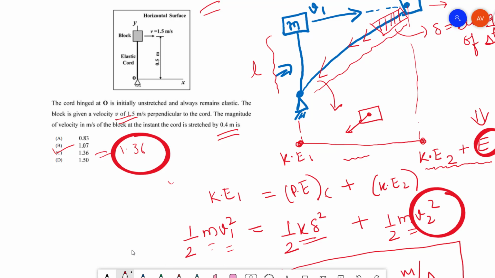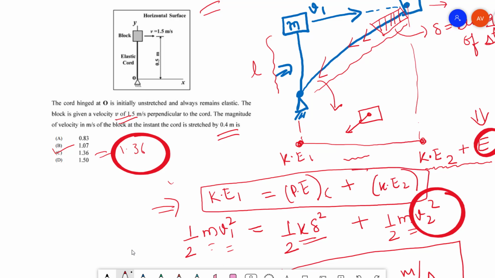So here one thing to note is that the main principle behind this problem, the main concept, is the conservation of energy. So please check it out.